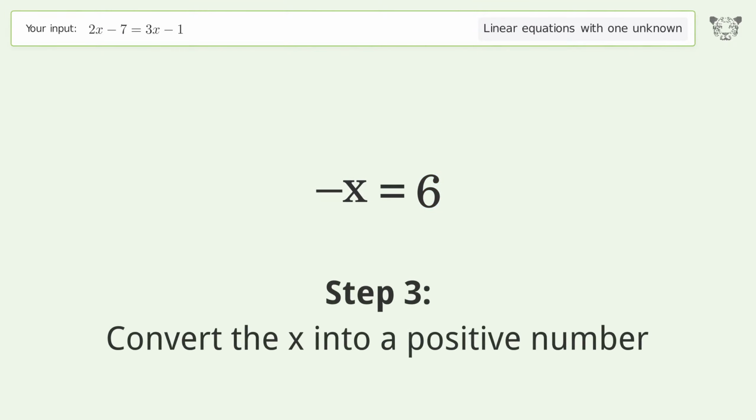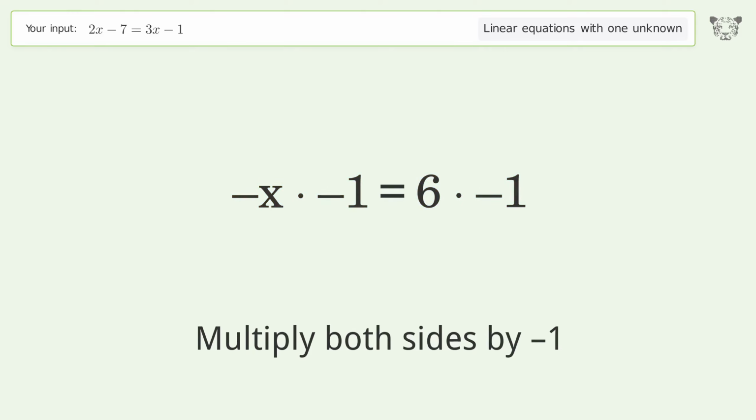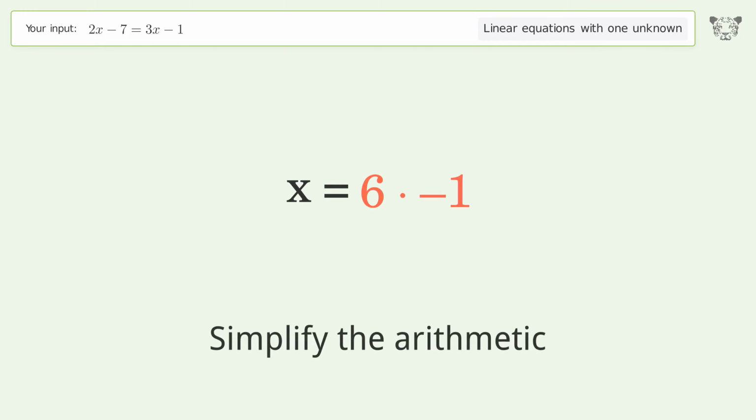Convert the x into a positive number. Multiply both sides by negative 1. Remove the 1s. Simplify the arithmetic.